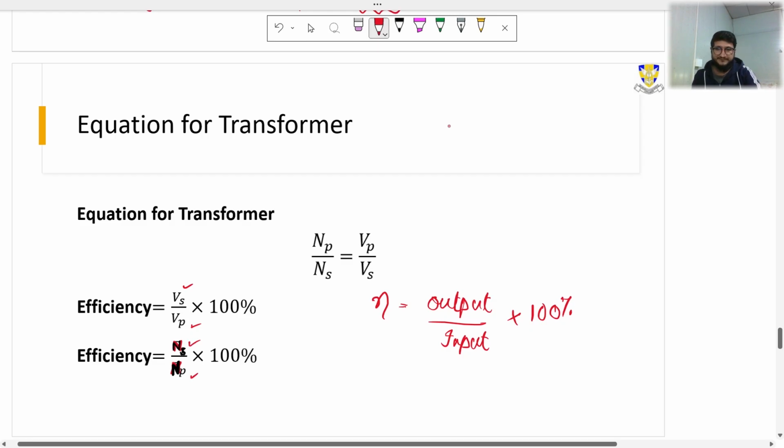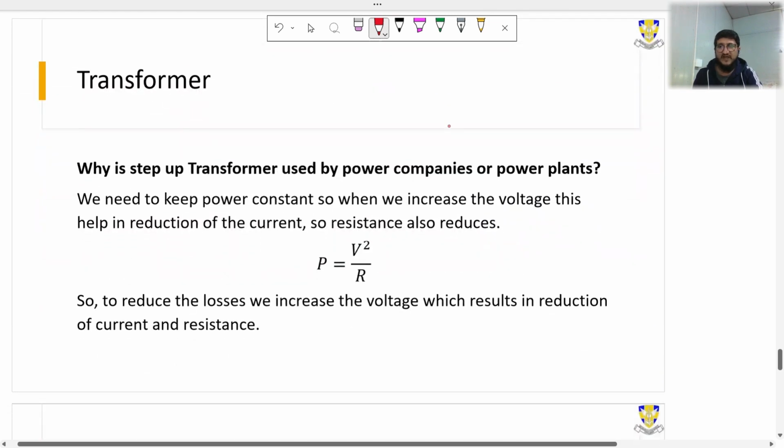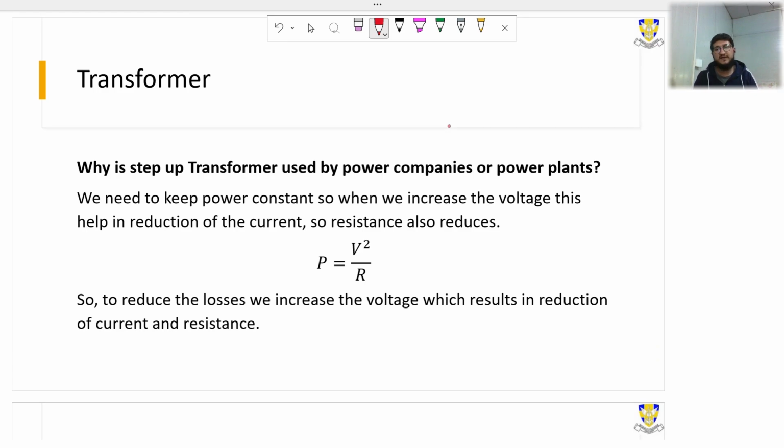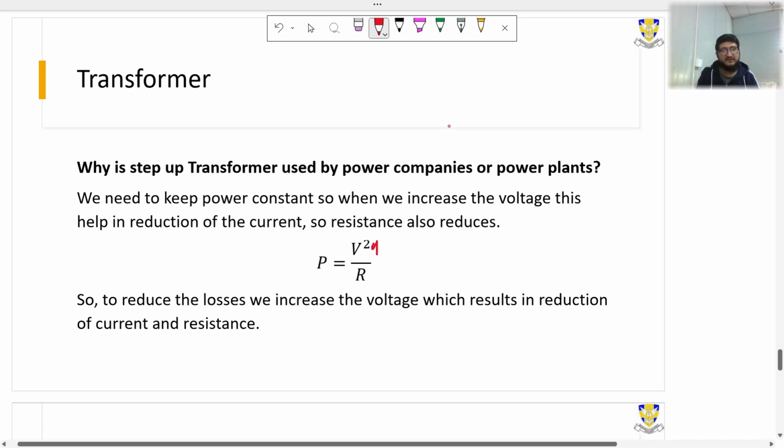Okay. Now, why is a step up transformer used by the power companies or the power plants? So we need to keep the power constant. So when we increase the voltage, this will help us in the reduction of the current. So the resistance also reduces. Okay. Now what we are seeing is that if you are increasing the voltages, हमारे पास voltages rise हो रही हैं, तो उसकी वजह से हमारे पास resistance reduce होती है. इसके पीछे reason वही आ जाता है that P is equal to IV.